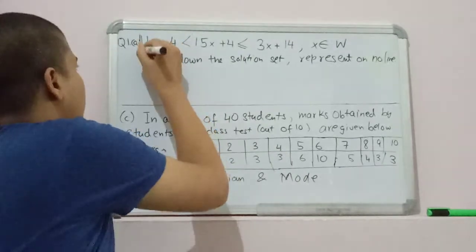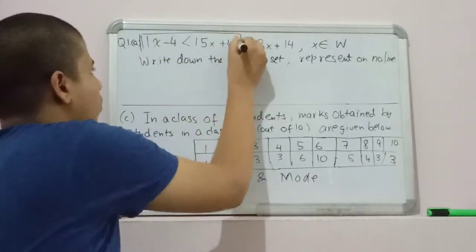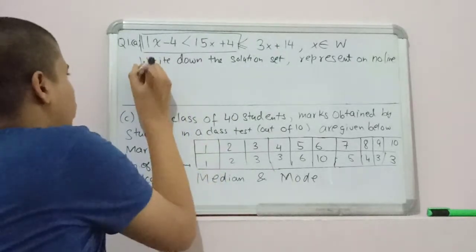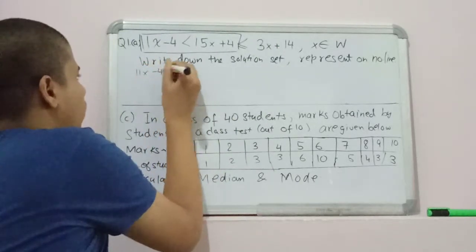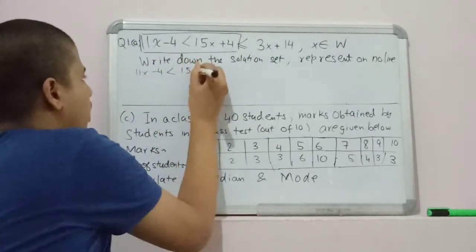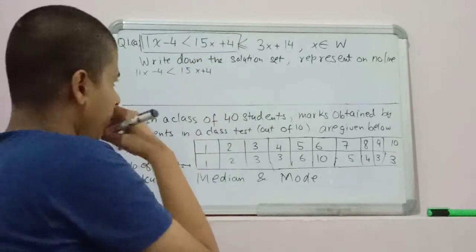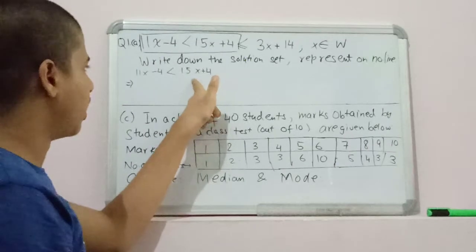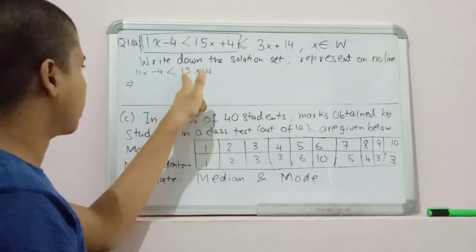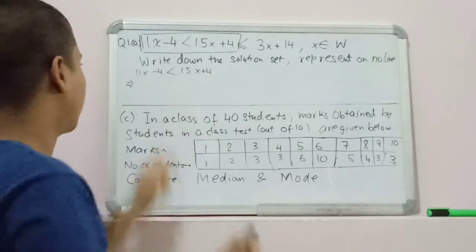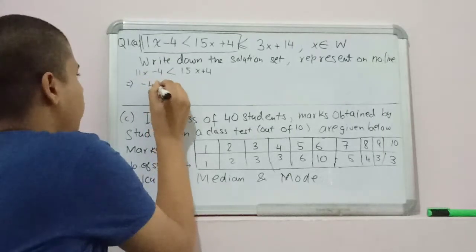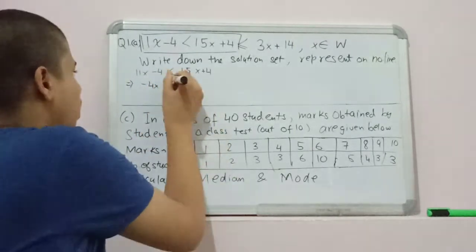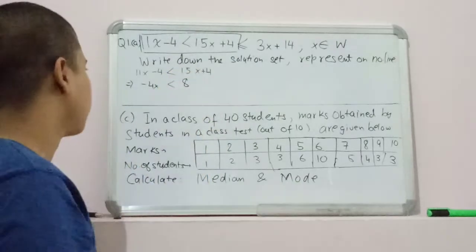The first linear inequality which I will be choosing is this one. Okay, so let's go ahead and do this. 11x minus 4 is less than 15x plus 4. Okay, what does that mean? Let us subtract 15x from both sides. So the 15x cancels out. We are left with negative 4x on the left hand side. And let us add a 4 to both sides. So we will be left with this.